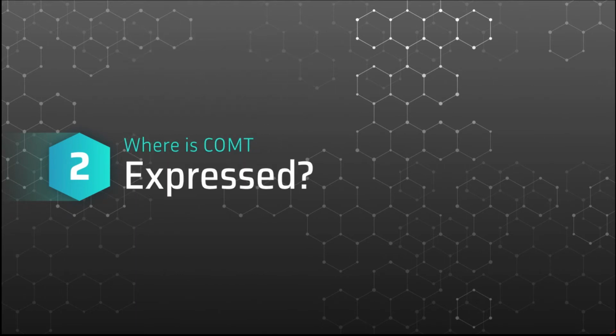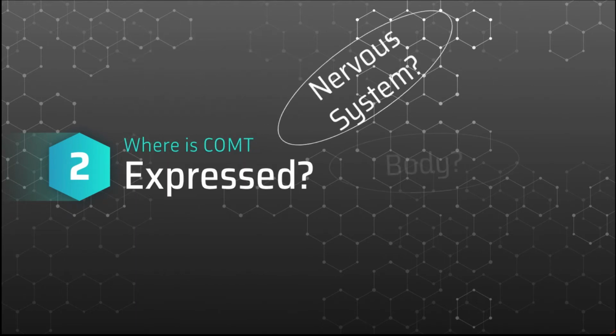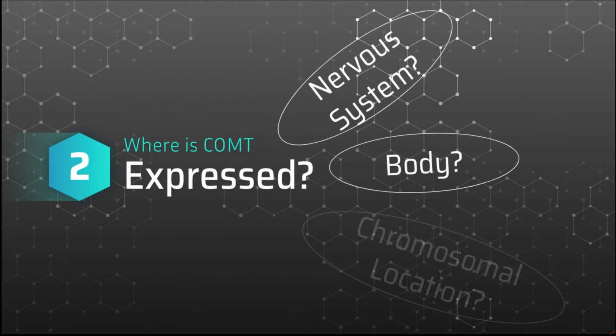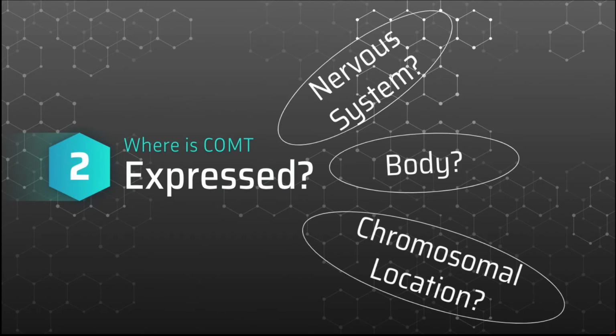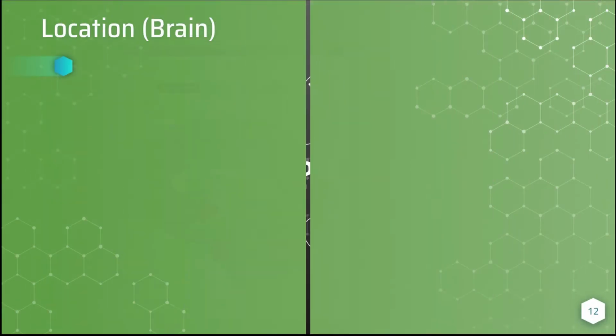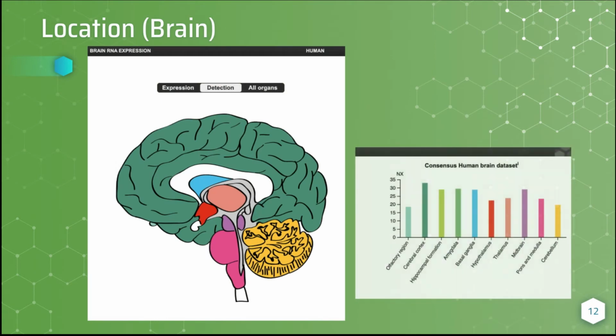So, COMT is basically present everywhere in the human body. But where is its predominant location in the central nervous system? In the bodily tissues? Where is its genetic location? Well, let's find out. This Human Protein Atlas diagram shows the places where COMT is detected in the brain as well as the specific concentrations of COMT in these areas.